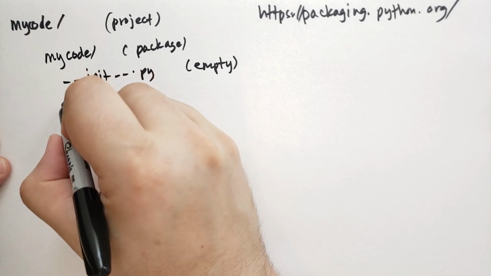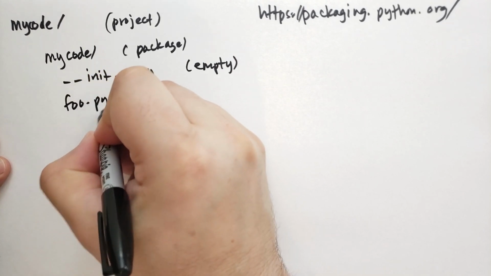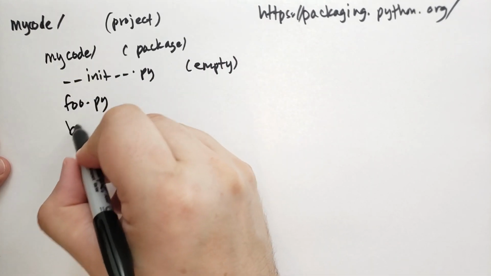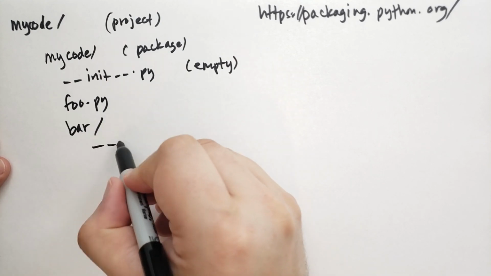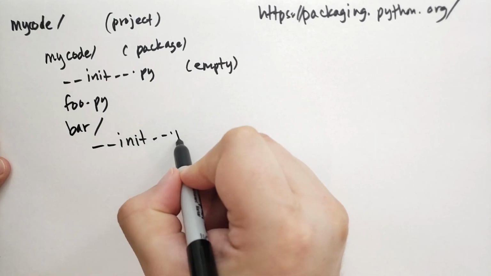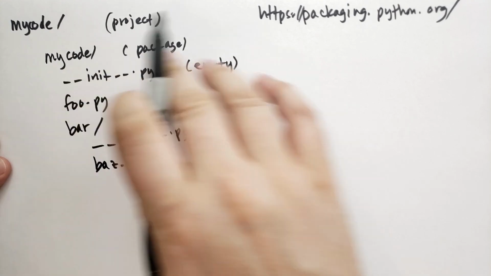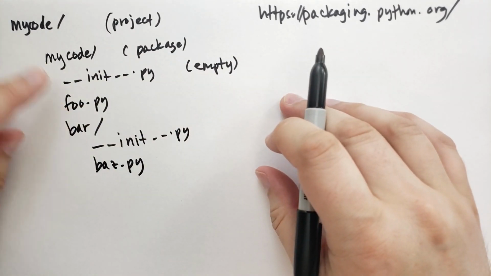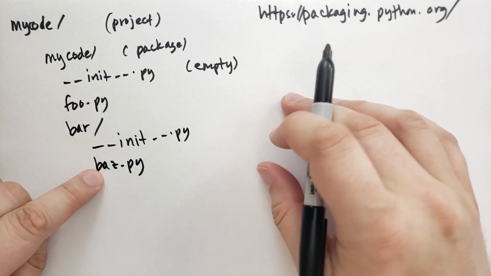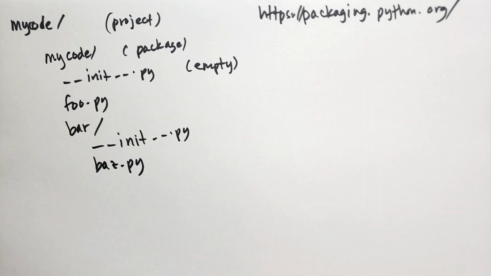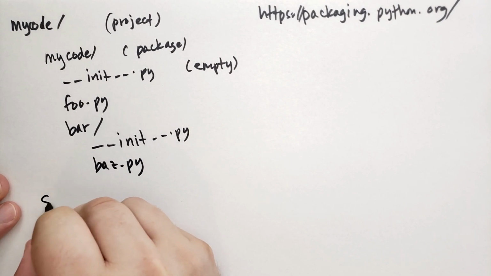And then you can have some kind of module. So we have foo.py, which is a module. And we can have a subdirectory, so we can have bar. Then we need another __init__ in that directory, and then we can have baz.py. This will allow you to import mycode.foo or mycode.bar.baz. Okay. And finally, you also need a setup.py.